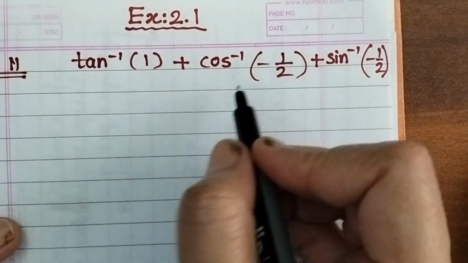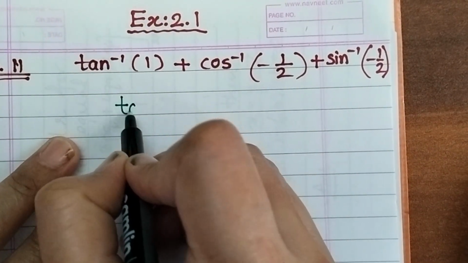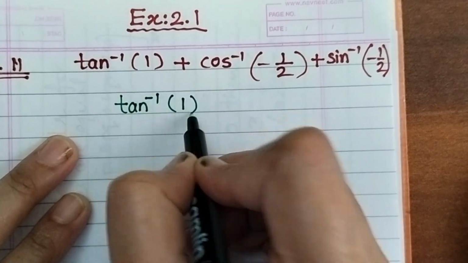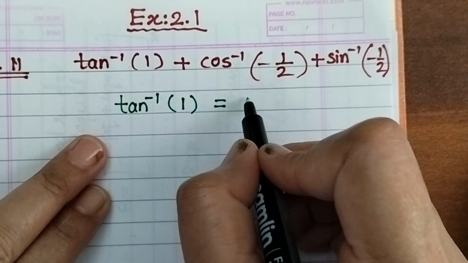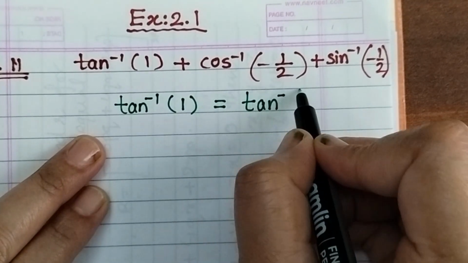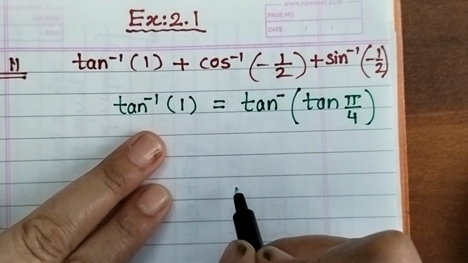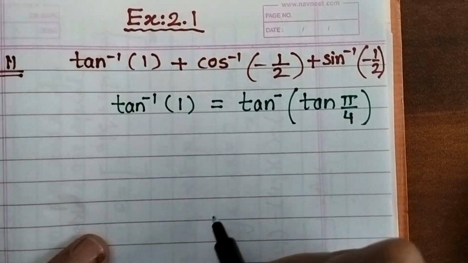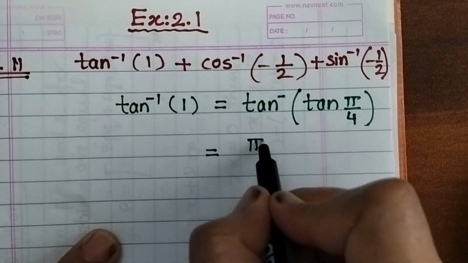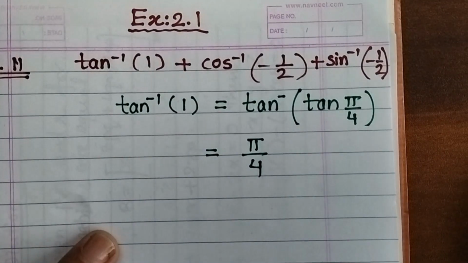As you remember the formula, what is tan inverse of 1? When you find it in the principal range, the value of 1 is tan of pi by 4. So that means tan inverse 1 is pi by 4.